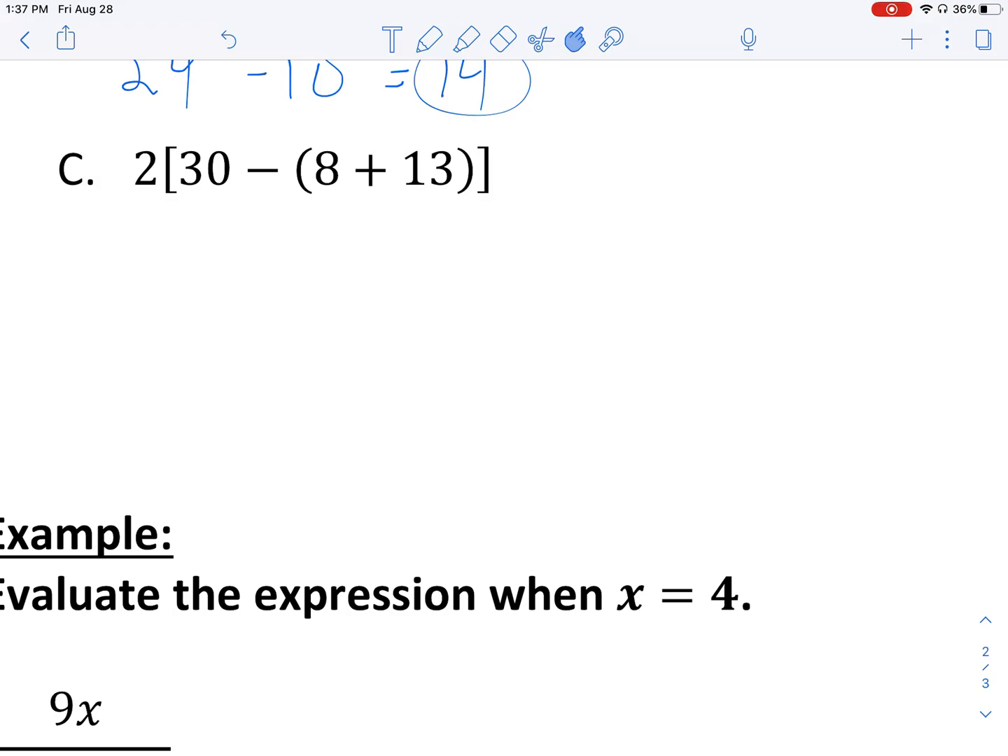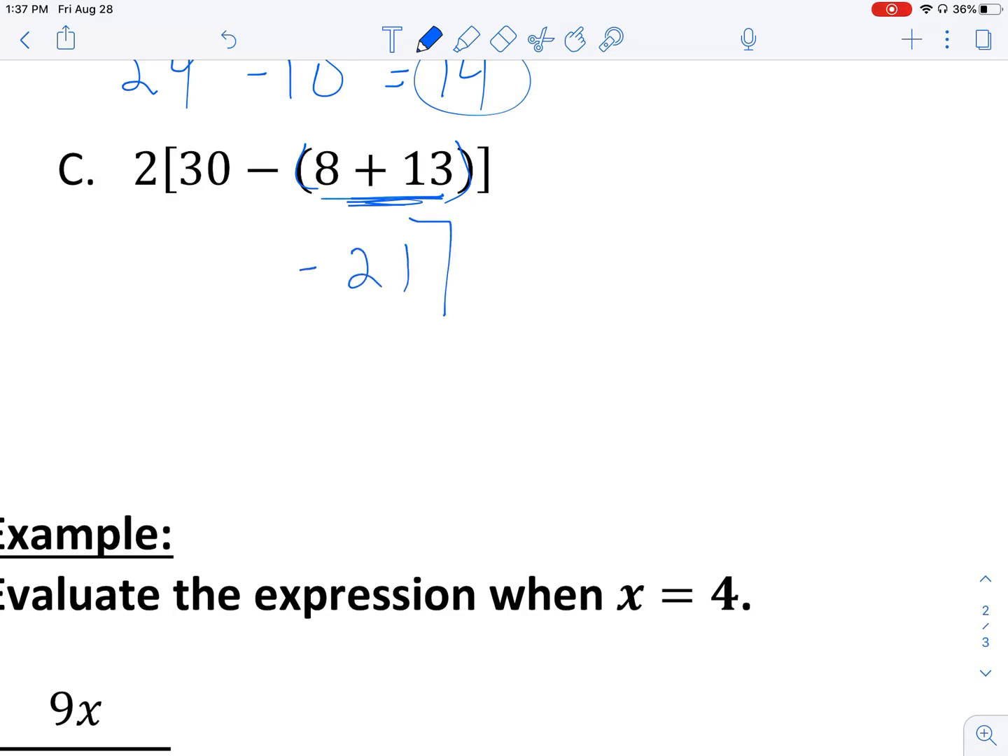Okay, so in this case, the innermost parentheses, so you have really a set of brackets here is what they're technically called. These are brackets. They're boxed in a little bit. Those are brackets. And then here we have our parentheses. These are the innermost parenthetical expressions. So we want to do that operation first. So if we do 8 plus 13, that gives me 21.